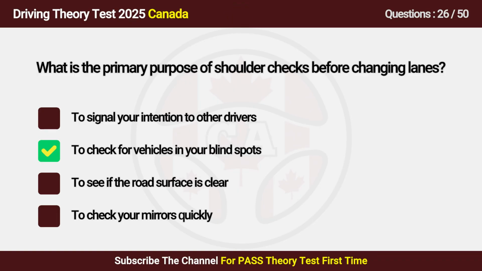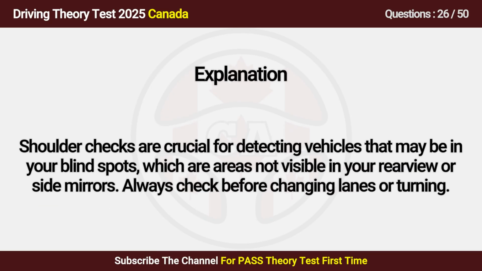Answer is B. To check for vehicles in your blind spots. Shoulder checks are crucial for detecting vehicles that may be in your blind spots, which are areas not visible in your rearview or side mirrors. Always check before changing lanes or turning.